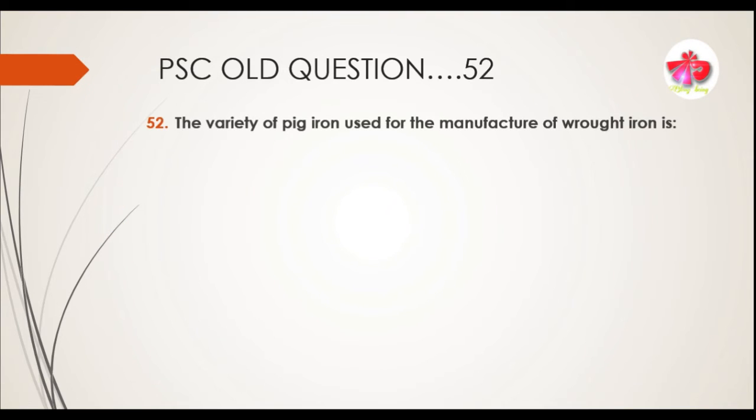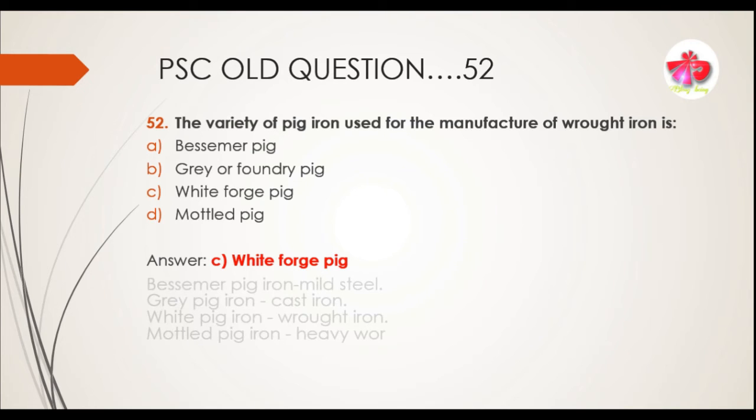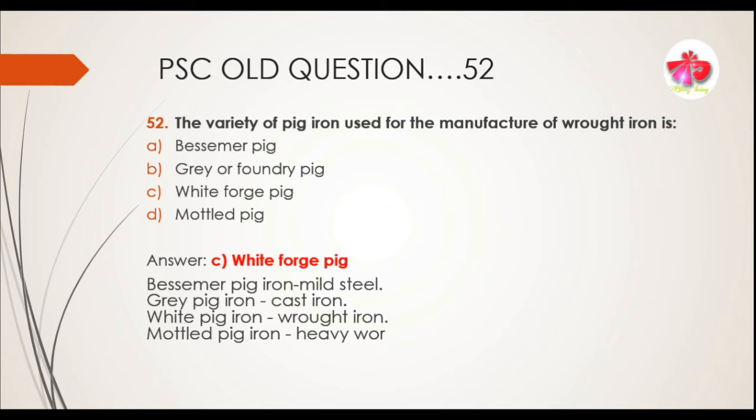Question number 52. The variety of pig iron used for the manufacture of wrought iron is option A, Bessemer pig, option B, grey or foundry pig, option C, white pig, and option D, molten pig. So friends, for the manufacture of wrought iron, option C, white pig, will be the correct answer. You have to remember, Bessemer pig iron is for mild steel, grey pig iron is used for cast iron, white pig iron for wrought iron, and molten pig iron for heavy castings.